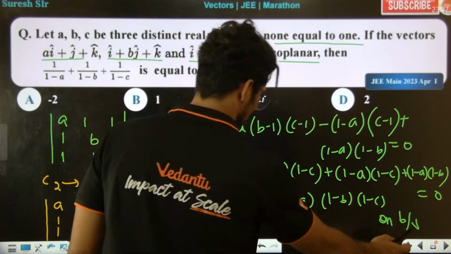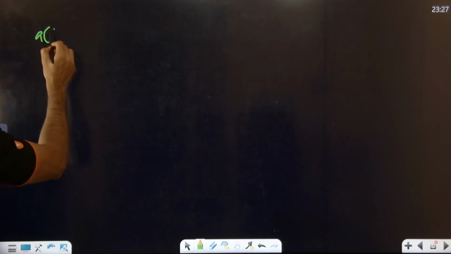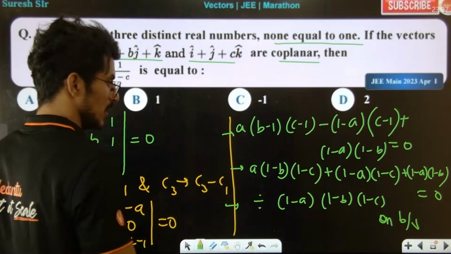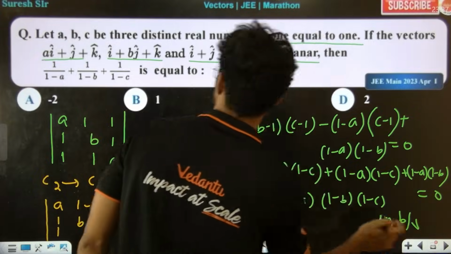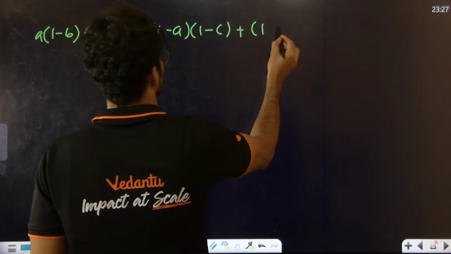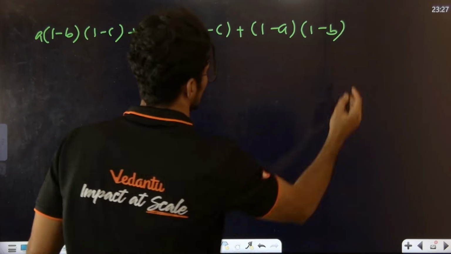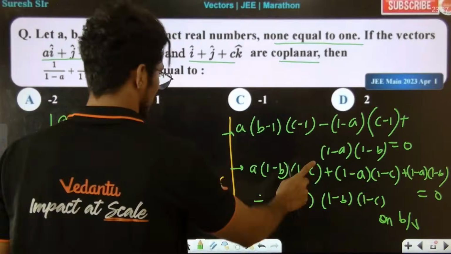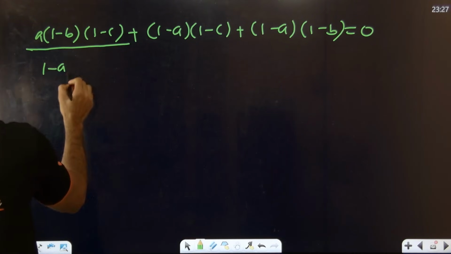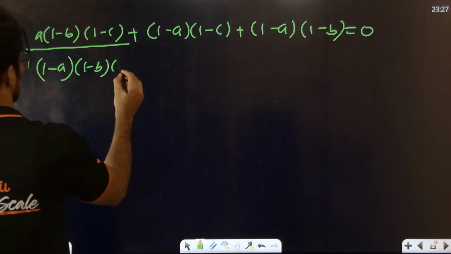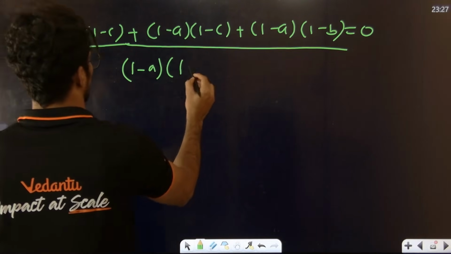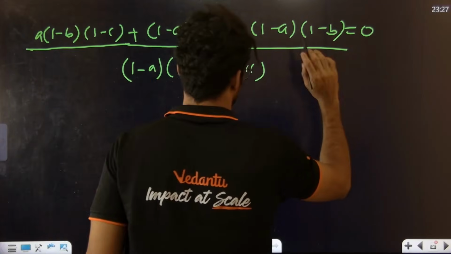we will write in the next slide. So what I got? A into 1 minus B into 1 minus C, A into 1 minus B, 1 minus C, AC, AB, right? Check. This is what I got, AC and AB, right? So I am dividing it by 1 minus A, 1 minus B, 1 minus C on both sides. 0 by something is 0 only.